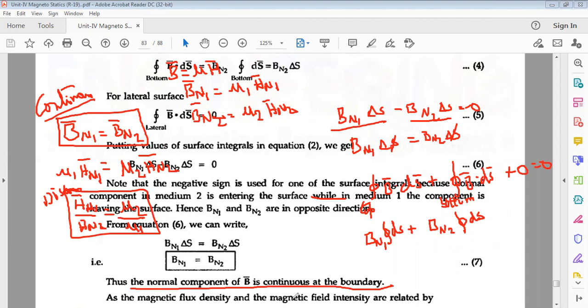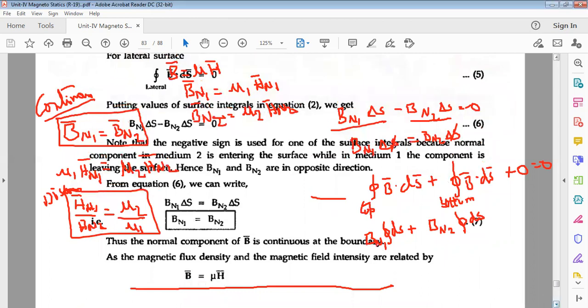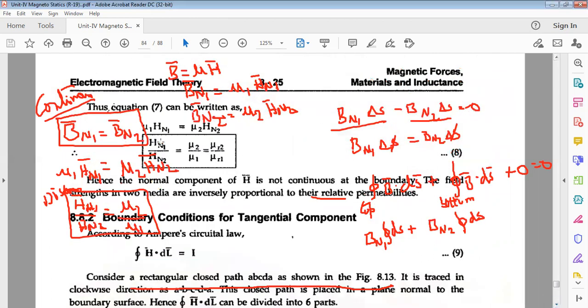As the magnetic flux density and the magnetic field are related to each other, we get B bar is equal to mu into H bar. So, Hn1 by Hn2 is equal to mu2 by mu1. Hence, the normal component of H bar is not continuous at the boundary.